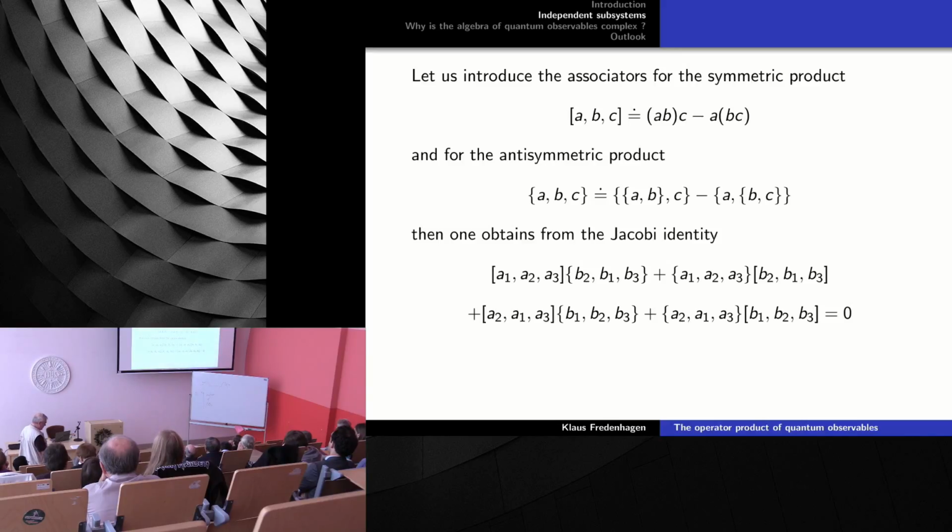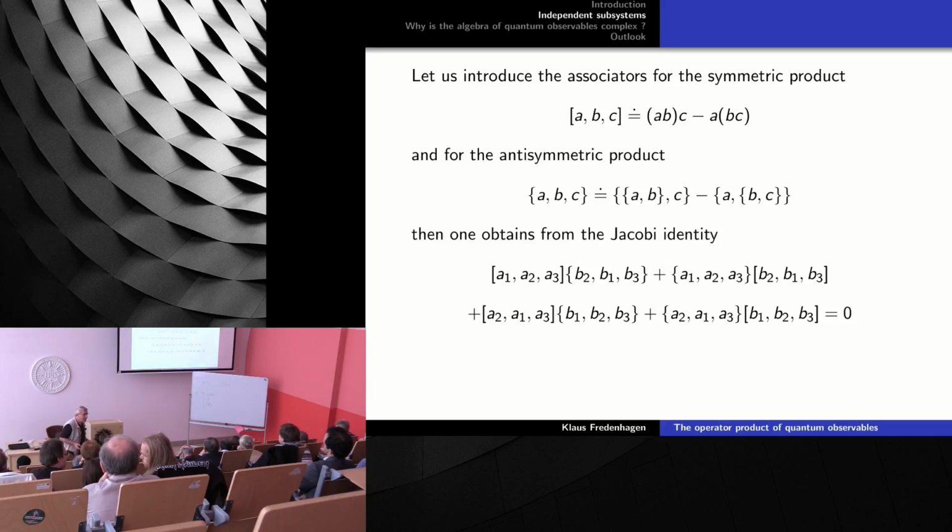So now we introduce two notations for the associators. The associator for the symmetric product is written here in square brackets. The associator for the antisymmetric product is written here in terms of wavy brackets of 3 elements, always the difference of these different orders in which these compositions are performed. And then one applies the Jacobi identity.